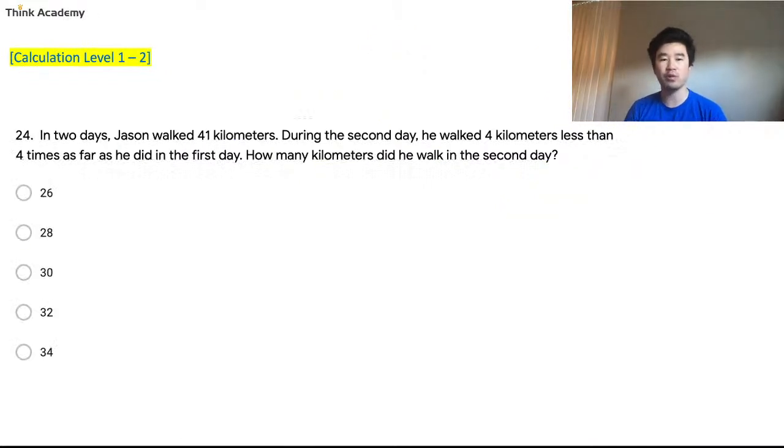All right, let's move on to the second problem here. Here is also a calculation problem. So here we know in 2 days, Jason walked 41 kilometers. And during the second day, he walked 4 kilometers less than 4 times as far as he did in the first day. How many kilometers did he walk in the second day? So here I give you guys about 1 minute, read the problem and write down on scratch paper, all right? Redo the problem one more time. Let's see if you can get it right.